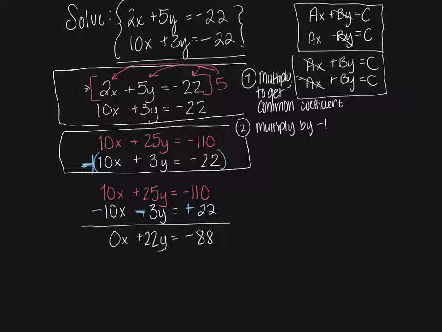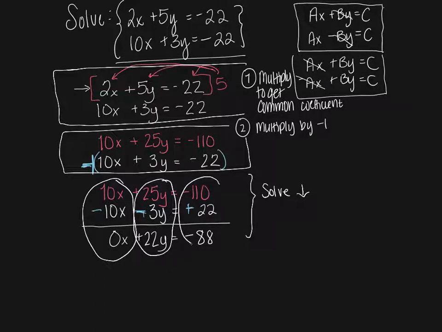And the last thing that I did down here was to solve down. So I solved 10 minus 10 to get 0, 25 minus 3 to get 22, and I solved my c terms. So I'm left with this 22y equals negative 88. And now I need to divide by 22, and my y equals negative 4.